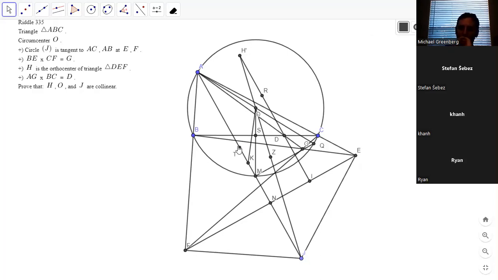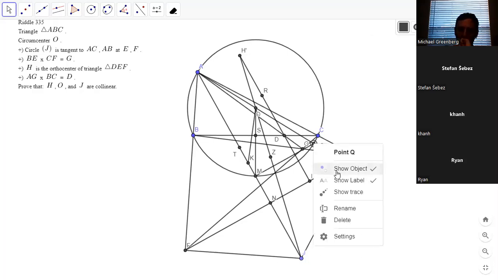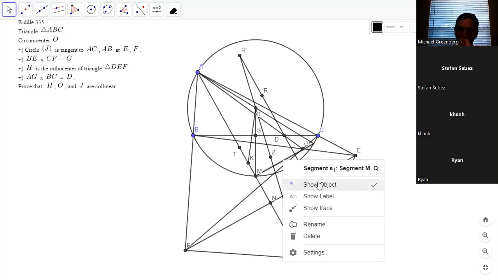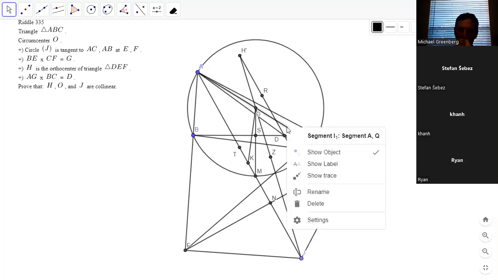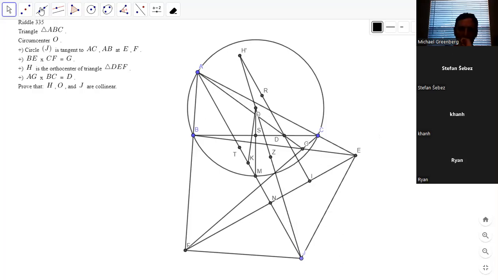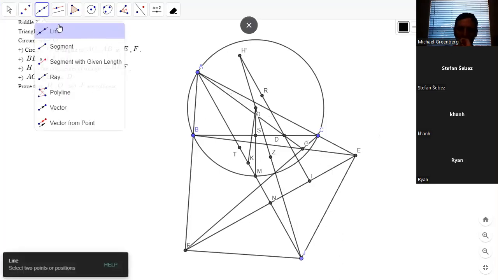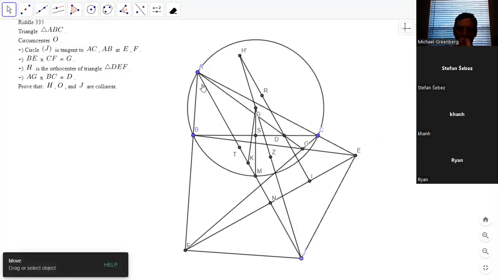So this is a rhombus right here. And yeah, do we really need point Q? As long as we have AO, I'm going to get rid of point Q. And what was R? I don't even remember anymore. Let me get rid of that.